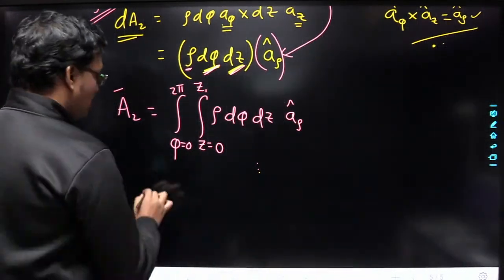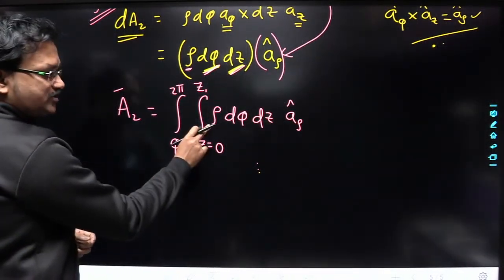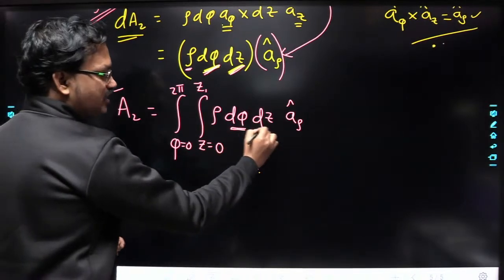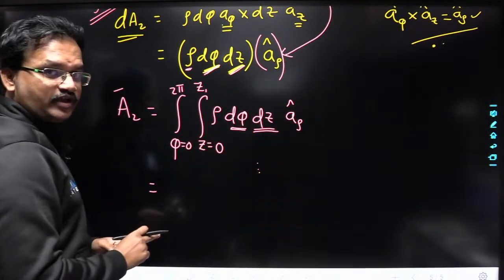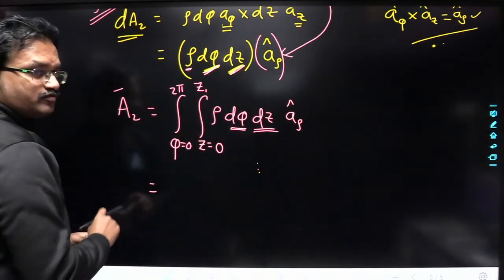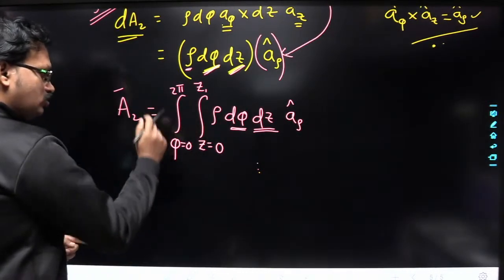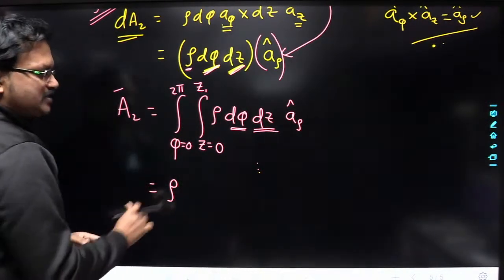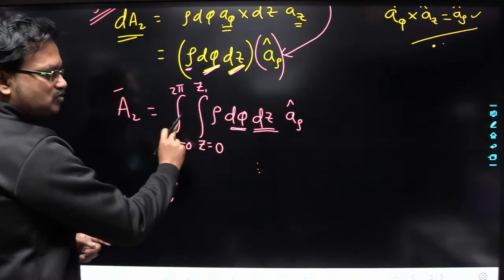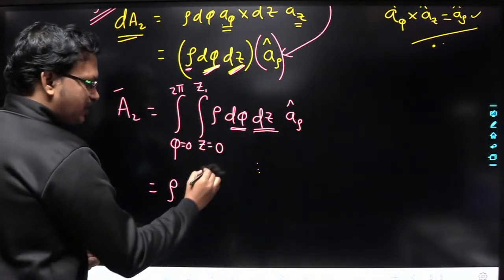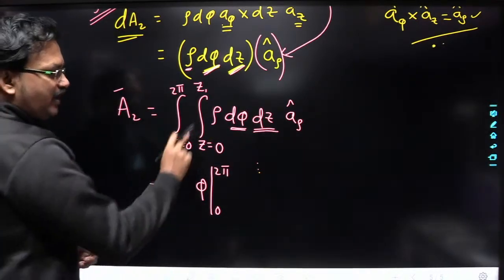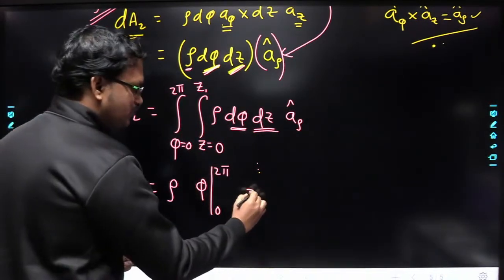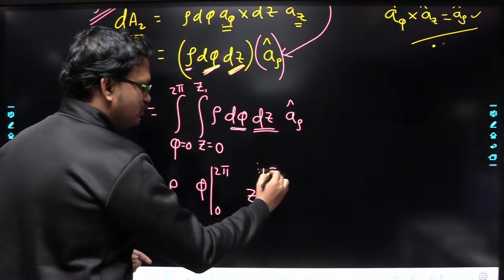Understood? Okay. So what you are going to get here? Rho is constant with respect to these integration variables, and hence you can take it out of the integration. So take rho out of the integration. You will get rho. Next integrate with respect to phi. So integral d phi is nothing but phi. Substitute its range 0 to 2 pi. Integral dz is z. So z, its range is from 0 to z1.